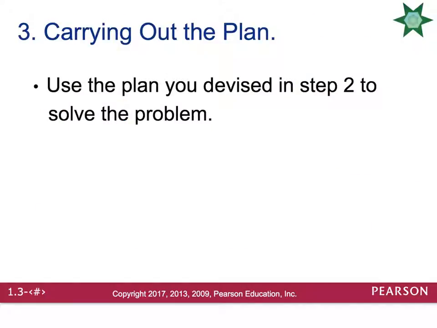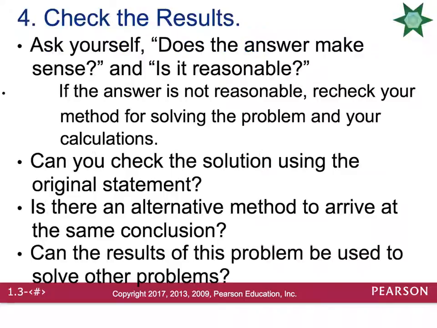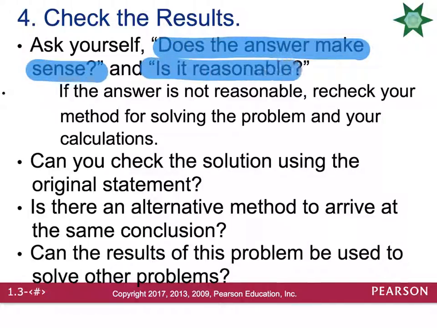Step three is just solving the problem. So basically, you've got some equation or some plan devised, and step three is just carrying out the plan, actually getting the solution. Step four is checking your results. So it's important to ask, does the answer make sense? Is it reasonable? If it's not reasonable, recheck your method. See what you did wrong, and check your calculations.